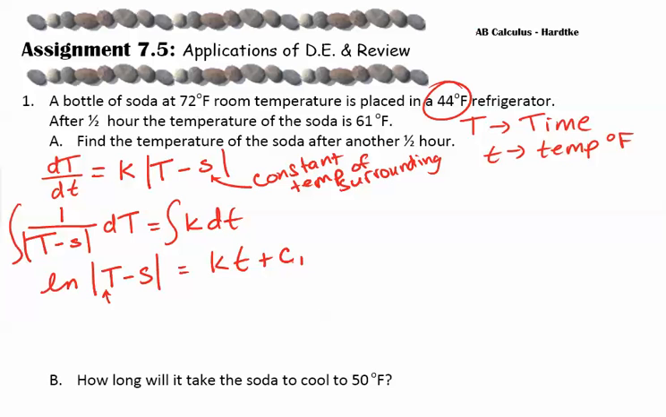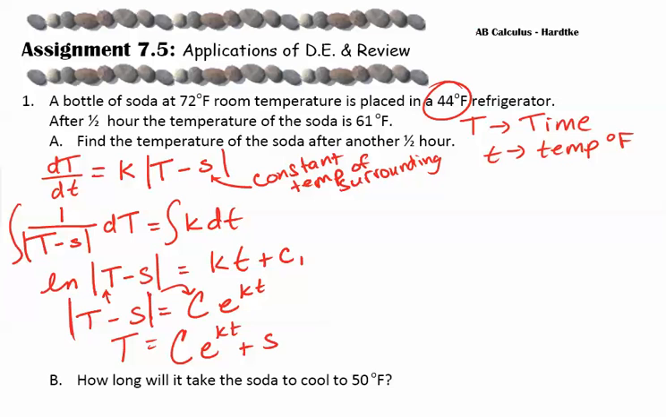And then remember how we solve this. We exponentiate both sides. E to the natural log would just be this T minus S. And on this side, we would split this up. And remember that the e to the c1 becomes just another constant. And then we could move this S to the other side. The absolute value could be assumed in with the value of C, since C might be either positive or negative. So we might move the temperature of the surroundings over here.